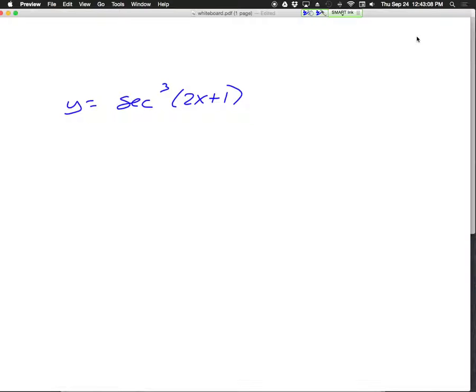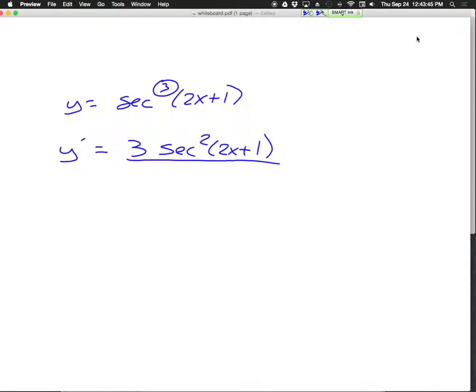Y equals the cube of secant of 2x plus 1, cubed. What do I have here? I have two changes, correct? All right, so the outermost function is the cube. So I bring the 3 down. So that right there is the derivative of the cube. Everybody agree?